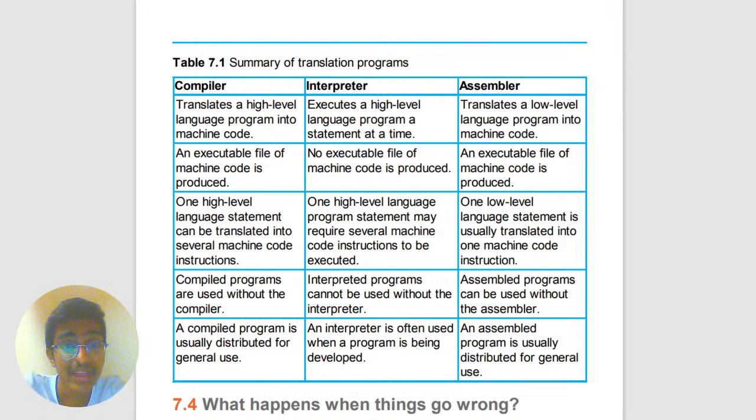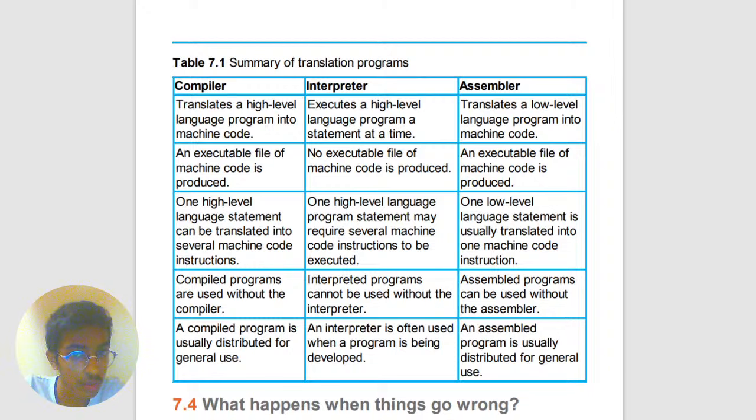A compiler produces an exe file of the machine code. An interpreter produces no executable file. An assembler produces an executable file. For a compiler, one high-level language statement can be translated into several machine code instructions. For an interpreter, one high-level language statement may require several machine code instructions to be executed. One low-level language statement is usually translated into one machine code instruction, and so on and so forth.